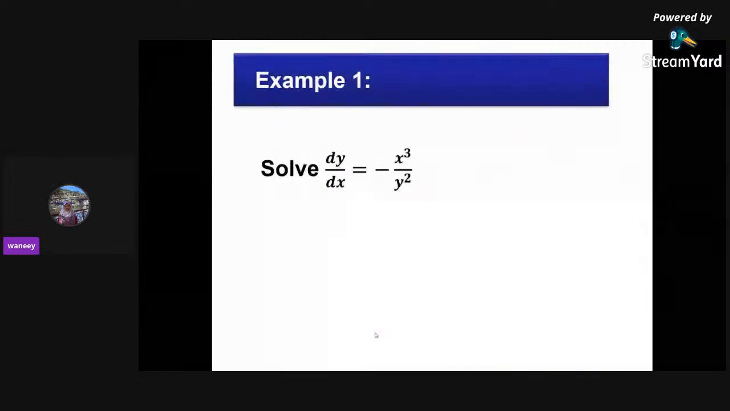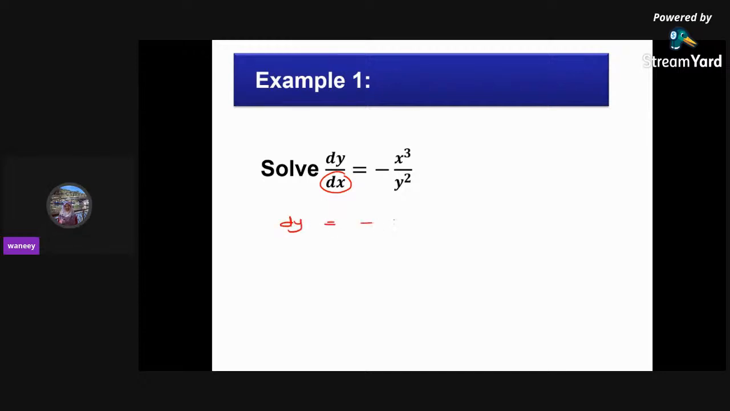dy over dx is equal to negative x cubed over y squared. Basically, do check your denominator first. We have dx, so I need to make sure I have dy equal to negative x cubed over y squared dx. Since this is dx, only x is allowed on the right hand side. The top one is x, so this is fine. But I have something with y at the bottom, so I need to bring it to the left hand side. So it's supposed to be y squared dy equal to negative x cubed dx.